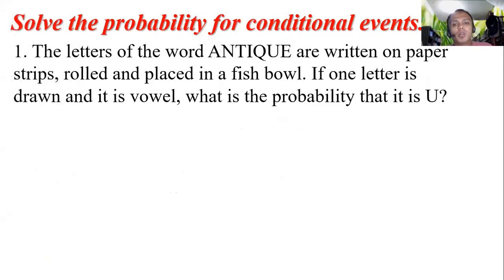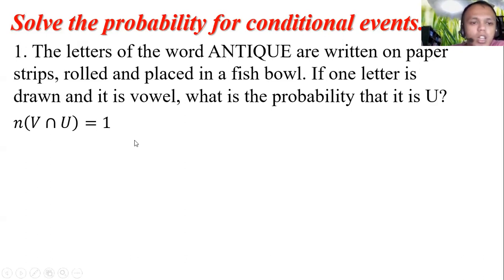The letters of the word antique are written on paper strips, rolled and placed in a fishbowl. If one letter is drawn and it is a vowel, what is the probability that it is U? Okay? So here, what is the intersection for the vowel and the letter U? No? Vowel siya at the same time letter U. That is 1 from antique na word, no? Ilan to? Ilan dito yung U?